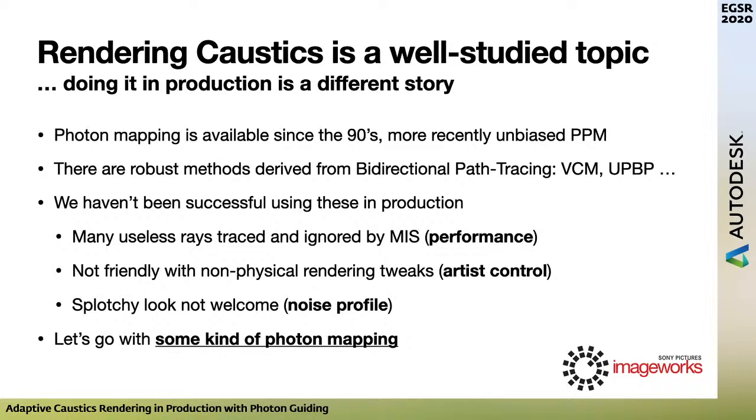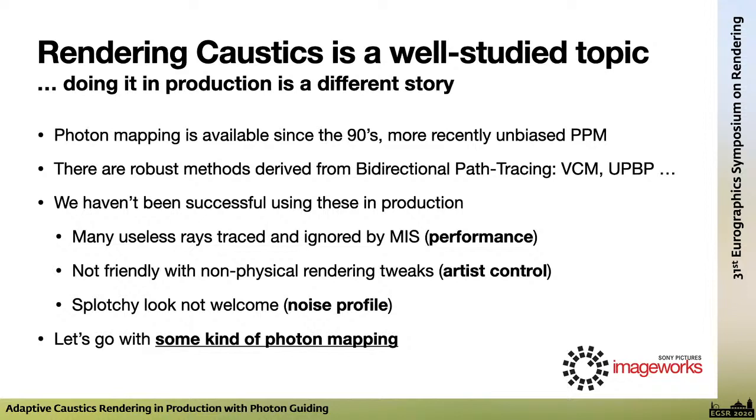Also, there is little control for the artist to cheat, to do light filtering. Many tweaks that are used commonly in production are not possible with these integrators. If you are using a Metropolis method to improve the convergence, you're going to get a splotchy look, which is normally not welcome.